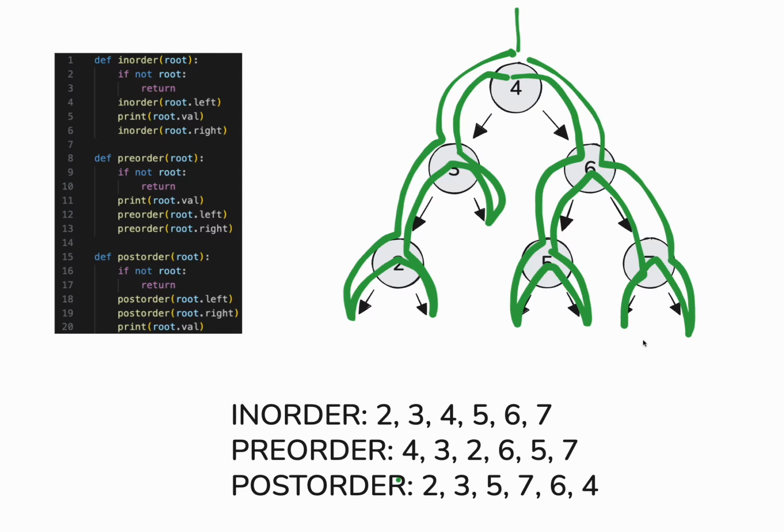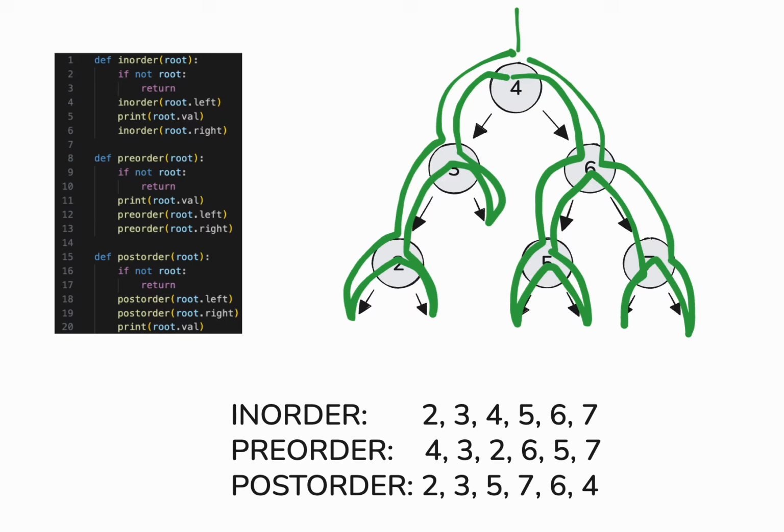And so that is Inorder, Postorder, and Preorder. What the hell? How many of them are there? 2, 3, 4, 5, 6, 7.